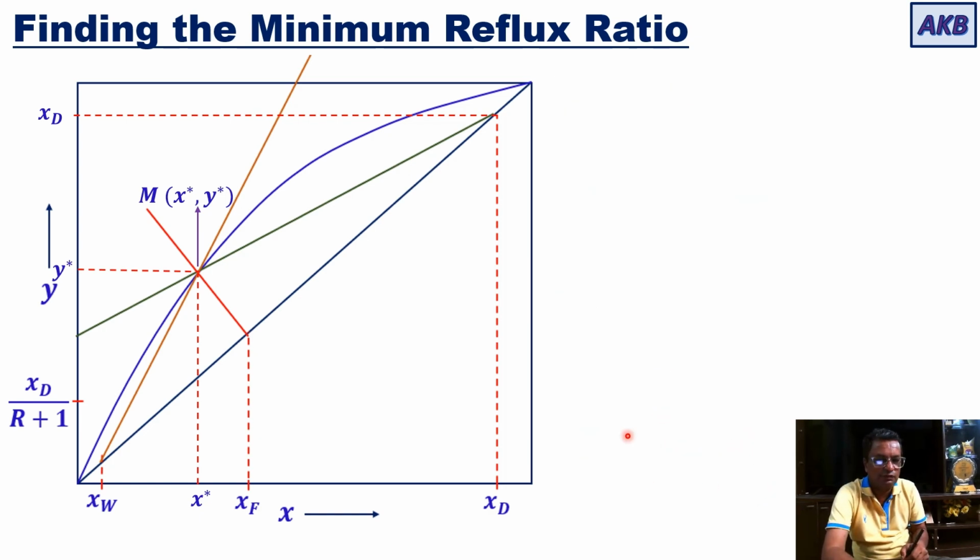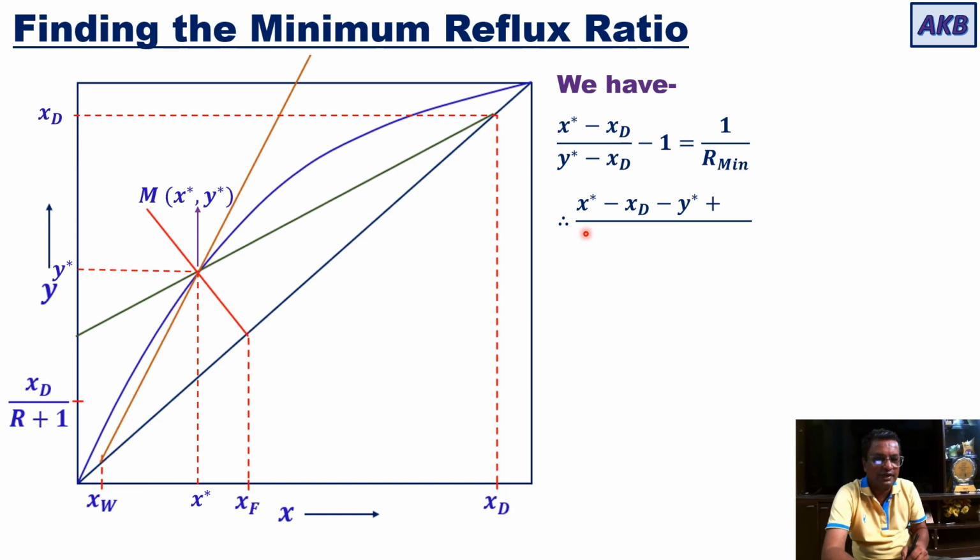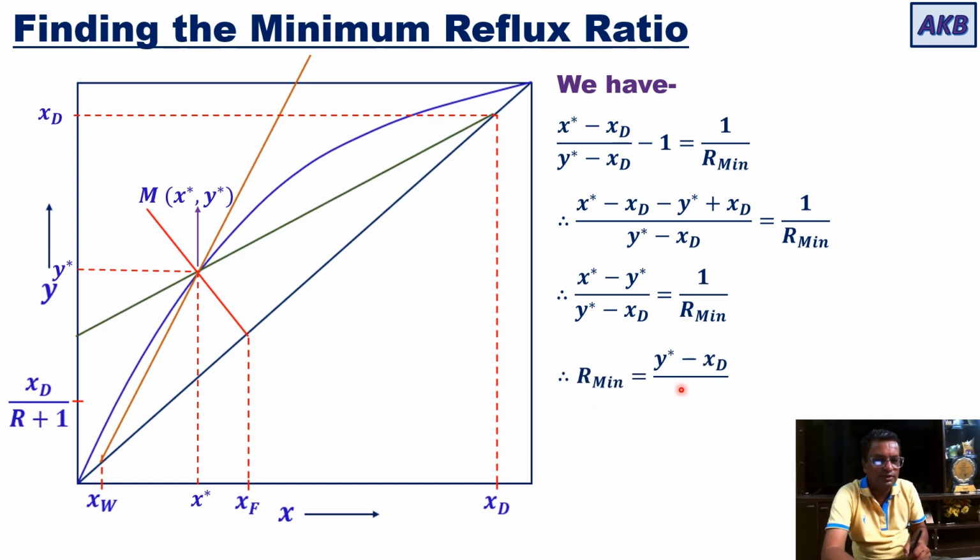Let us simplify it further. So, previously we got x star minus xd upon y star minus xd minus 1, that is equal to 1 upon R minimum. Now, I will simplify the left hand side. So, it will be x star minus xd minus y star plus xd divided by y star minus xd, that is equal to 1 upon R minimum. And in the next step, xd and xd will get cancelled out, and you are left with x star minus y star divided by y star minus xd, that is equal to 1 upon R minimum. That is, R minimum is equal to y star minus xd upon x star minus y star.